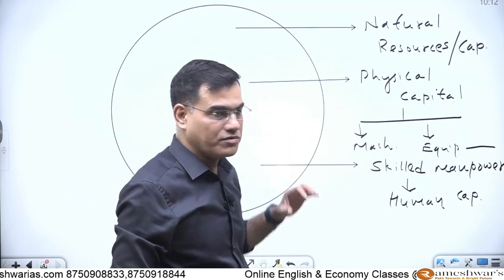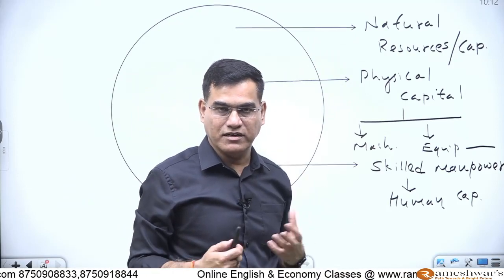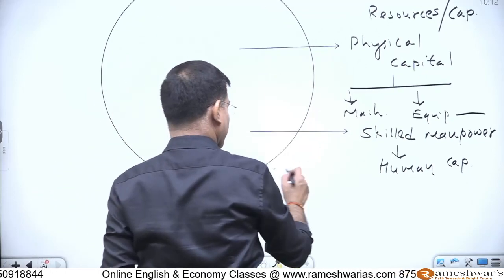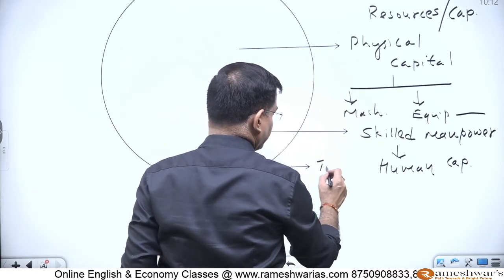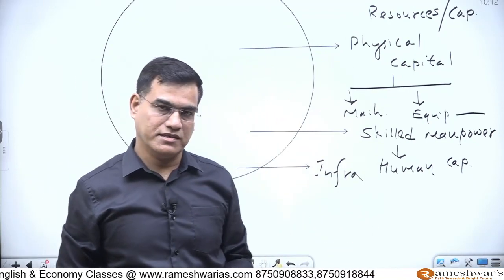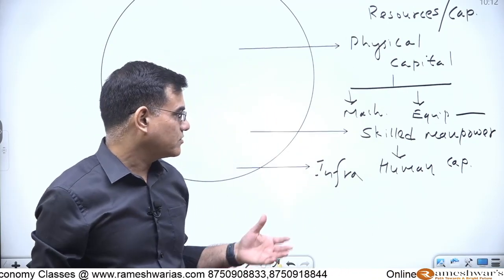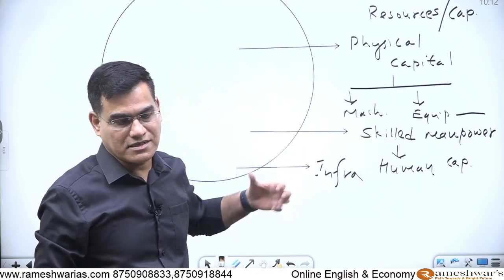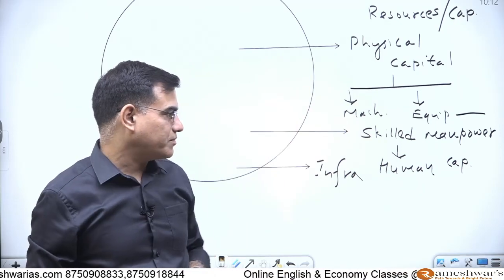So if these three things are there, now if you want to better utilize the physical resources and natural resources, then you need infrastructure, right? Good infrastructure. Another requirement is infra. Like you must have roads, ports, telecommunication, and so on. So infrastructure will lead to good exploitation of these resources, resulting into higher and higher production.